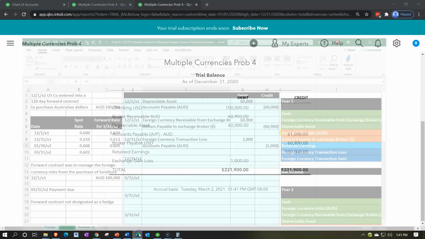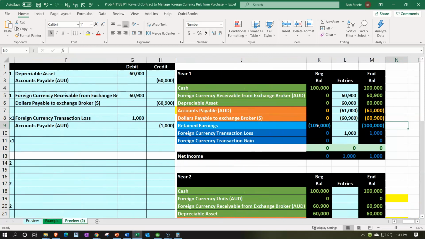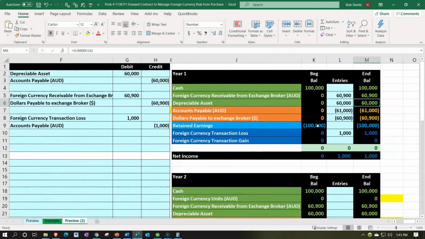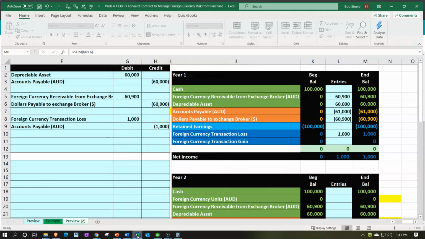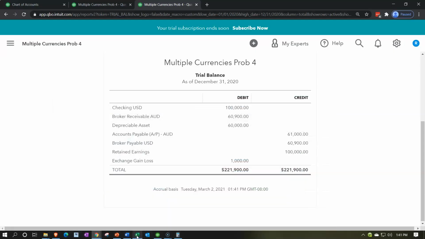Let's compare that to Excel here. So 100,000, the 69, the 60, and then the 61, the 69, the 100, and the 1,000 on the income statement. So it looks like it ties out. We'll try to print these trial balances out so you can compare your numbers on your own time if you are following along and choose to do so.